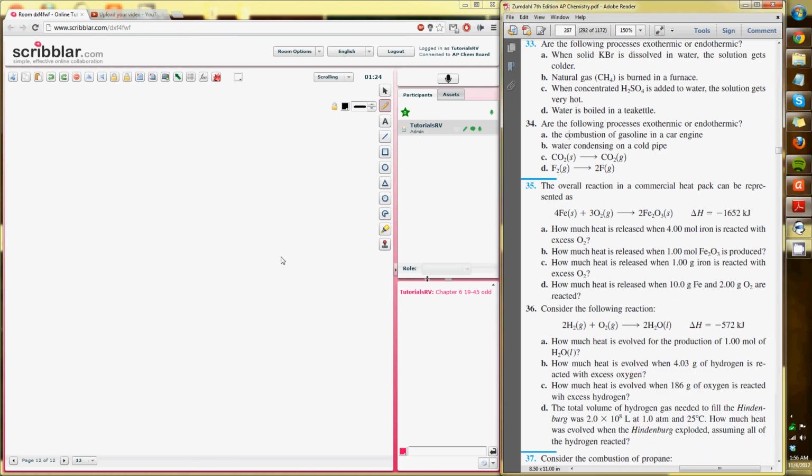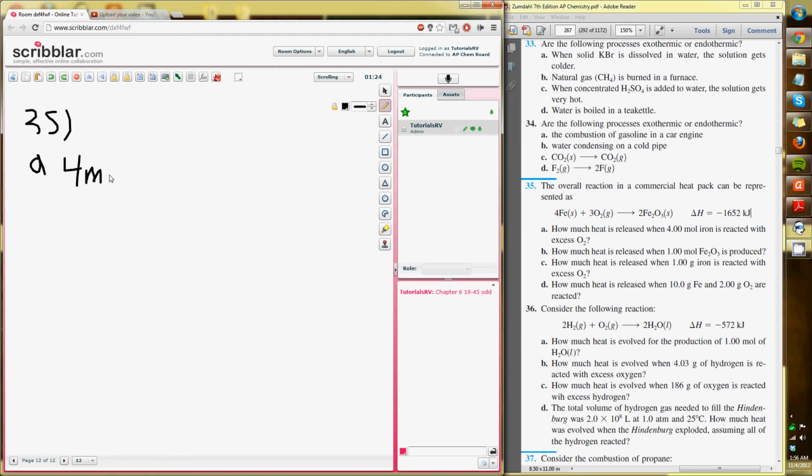Okay, so number 35. Here's the equation, the balanced equation, and they give you enthalpy. So 35, Part A, you have 4 moles of iron. It's reacted with excess O2. So that part's just irrelevant.